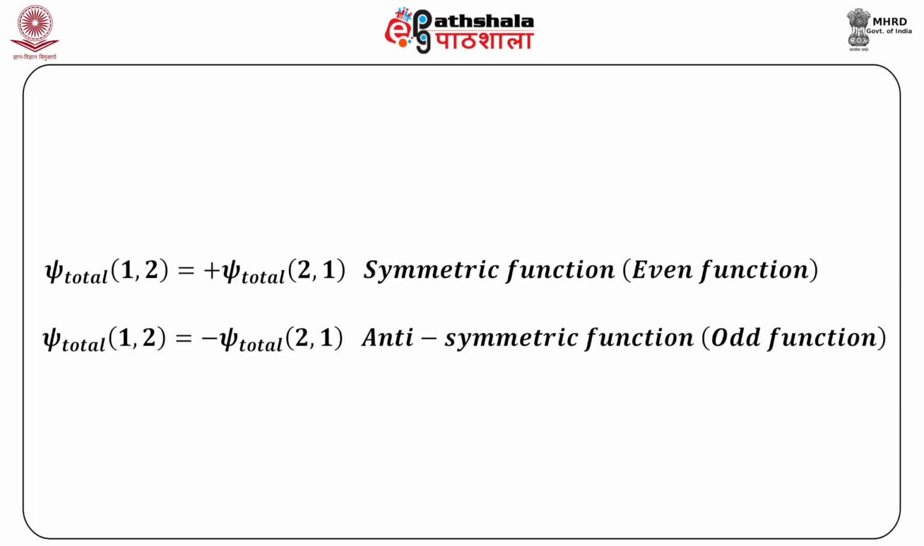Since H2 molecule has to have the total wave function to be antisymmetric, that means psi total 1 2 should be equal to minus psi total 2 1, antisymmetric. That means, if you interchange the nuclei 1 and 2, it should change sign. Had it not been antisymmetric, had it been symmetric, then the sign would not have changed. Psi total 1 2 would have remained psi total 2 1.